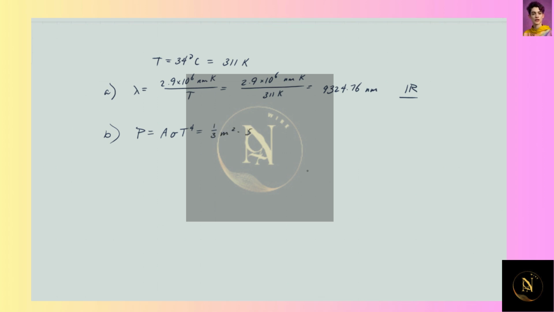So this is times 5.67 times 10 to the negative 8th watts per square meter per Kelvin to the fourth, times 311 Kelvin to the fourth power. And so this should be about 176.8 watts or so.